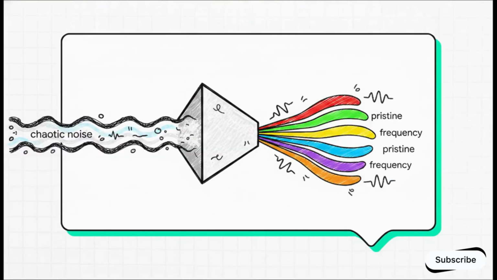Let's tie all of this together with one final mental model. The Fourier transform is a prism for data. Think about it. White light enters a glass prism, and the prism doesn't change the light. It just separates the chaotic white beam into pristine, isolated colors. The Fourier transform is our mathematical prism. You feed it the chaotic, messy noise of the real world, and it perfectly separates it into the pristine frequencies that secretly govern our reality.